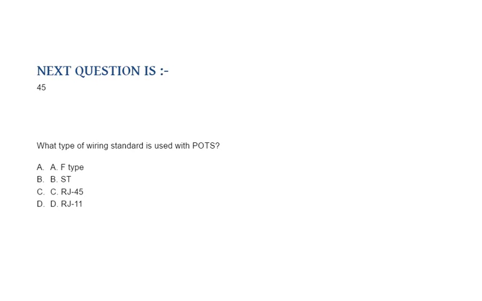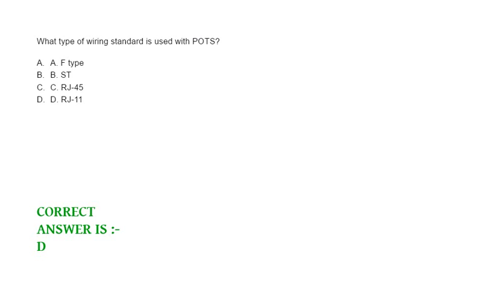Next question is, what type of wiring standard is used with POTS? Option A, F-type. Option B, ST. Option C, RJ45. Option D, RJ11. Correct answer is option D.